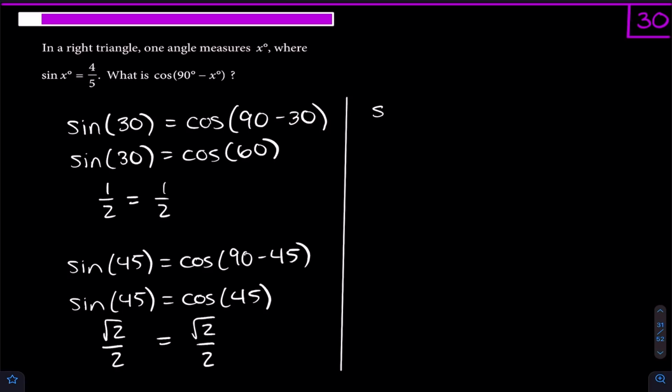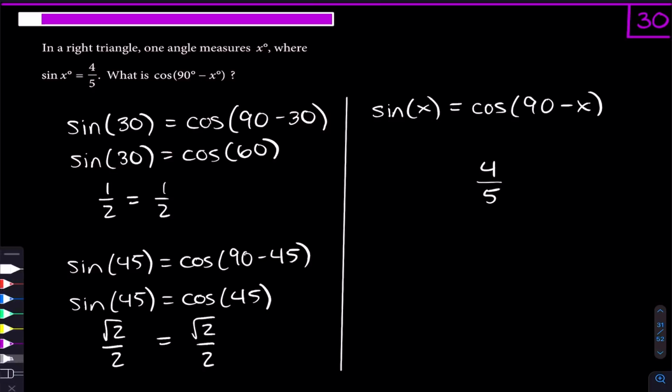So since you now know that sine of x is equal to cosine of 90 minus x, if you're given that sine of x is 4/5, then cosine of 90 minus x is also 4/5. And that's going to be your answer for this problem.